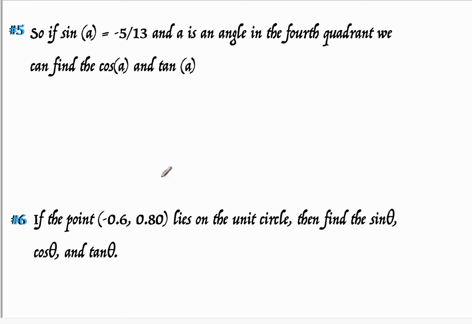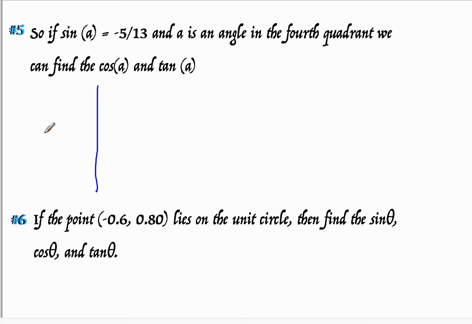In fact, in Unit 5A, as I'm going to call it, we're going to even look at more sine and cosine waves doing wacky things. But if the sine of A is negative 5 over 13 and A is a quad angle in the fourth quadrant, can we find the cosine and the tangent of it? Well, there are 2 ways to do it.